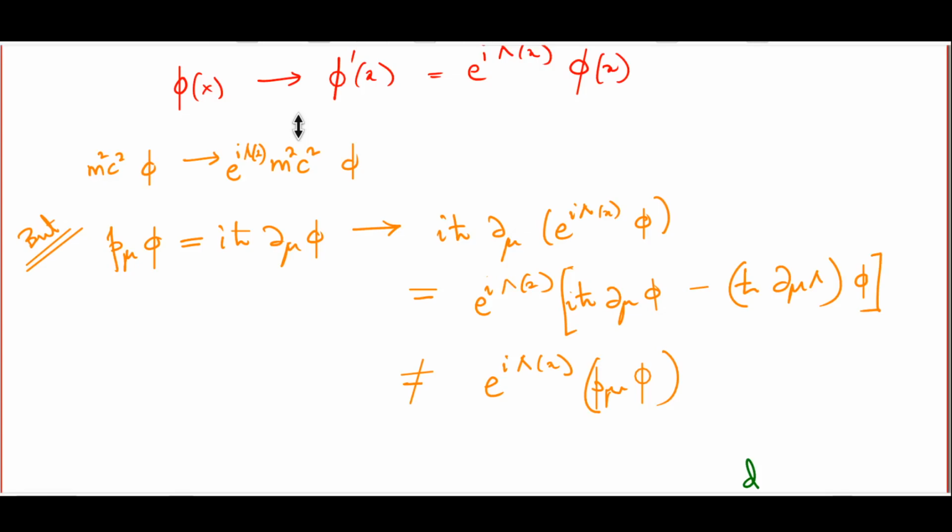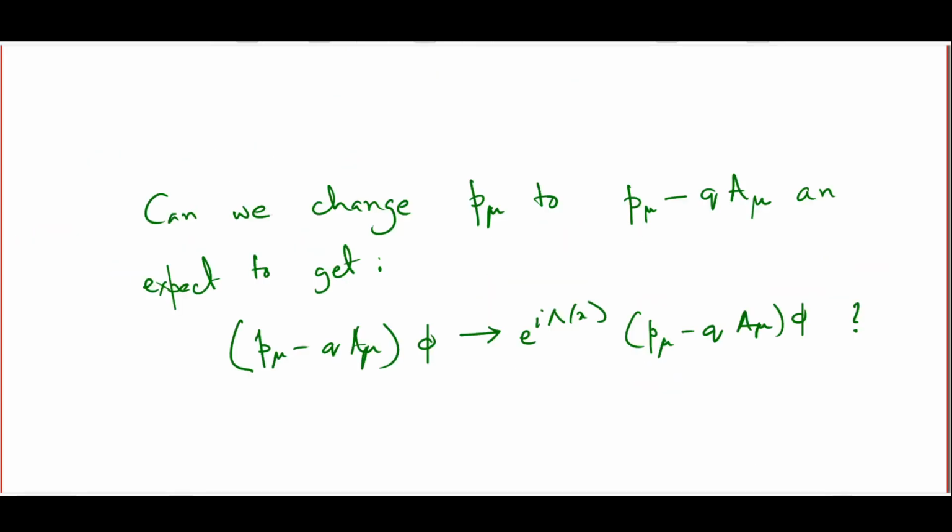So, the original Klein Gordon equation, the one without electromagnetic interactions, does have global phase symmetry, but not local phase symmetry. The question is, can we modify the equation in such a way that it does have global as well as local phase symmetry? The answer turns out to be yes. And let us now explore how that can be done. We don't really have to search for what has to be done, because we have already done it. We have actually replaced p mu by p mu minus q a mu in our bid to use minimal coupling.